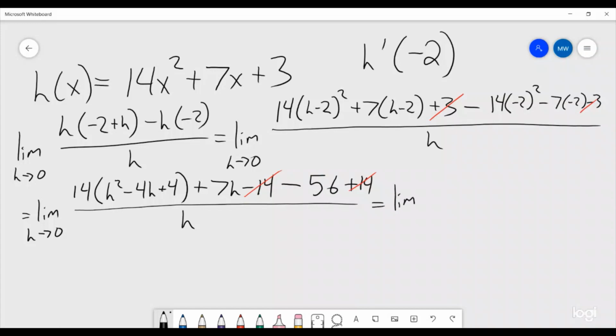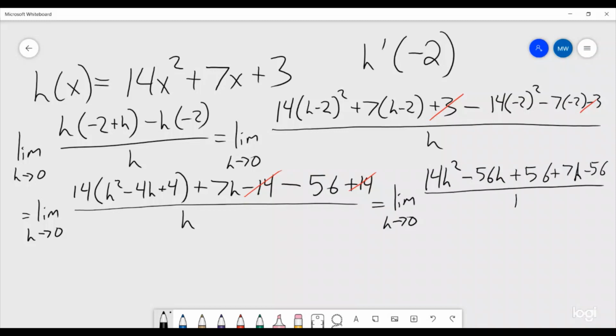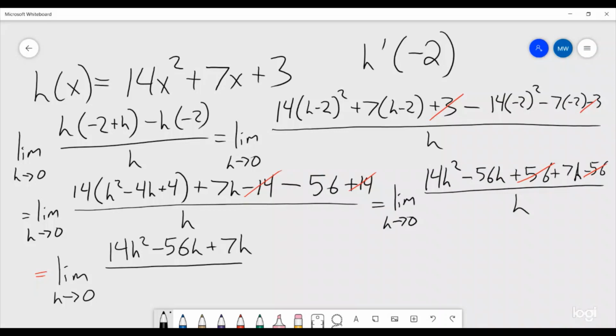Let's see, so that's the limit as h goes to 0. If we multiply out the top, that becomes 14h squared minus 4h times 14, so that's a minus 56h. Then we have a plus 56 plus 7h minus 56, all over h. The 56's cancel, and so we are left with the limit as h goes to 0 of 14h squared minus 56h plus 7h, all over h. Well, we can cancel an h from everything now.